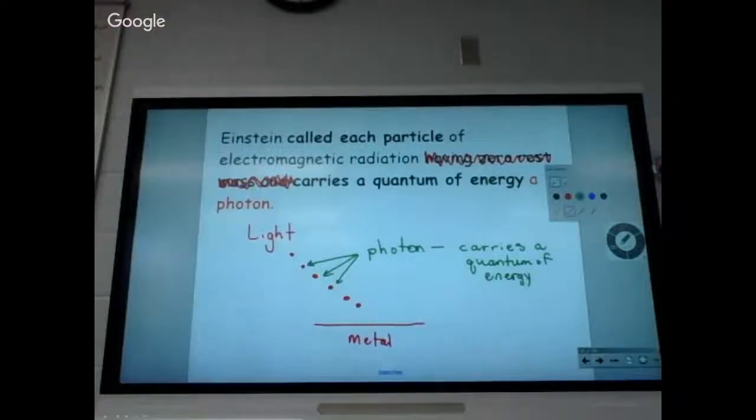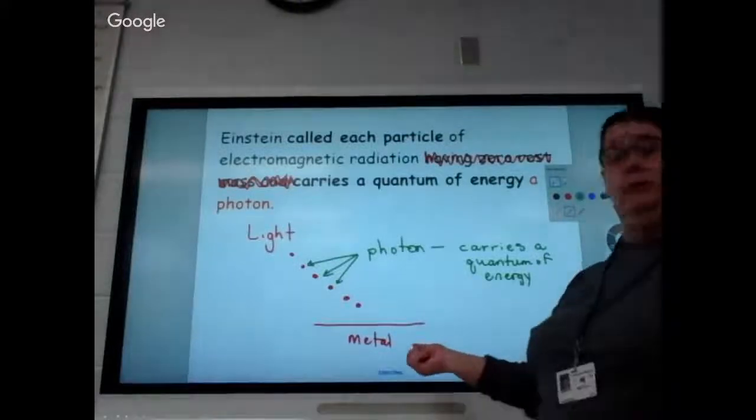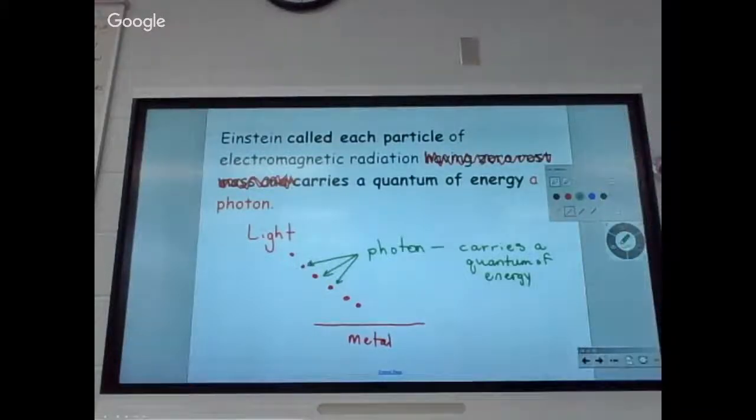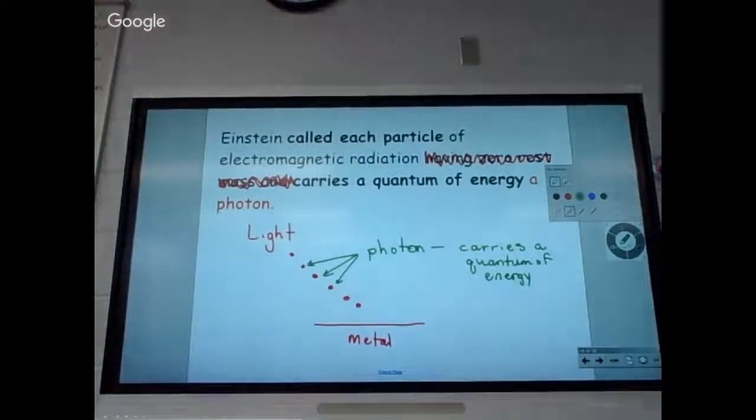Like we just said, depending on the type of EMR, it has a different amount of energy. So they have to carry a minimum amount of energy. Now, the type of metal dictates the amount of energy it has to have. And we'll come back and review all of that in just a second. Just trying to get the notes down, and then I'll come back and review it.